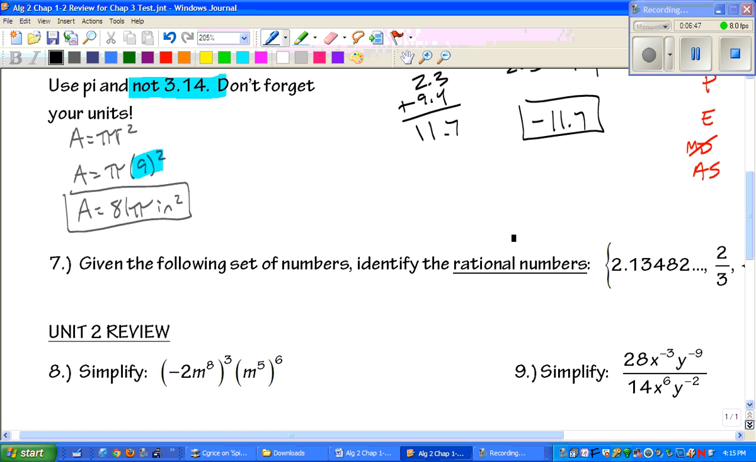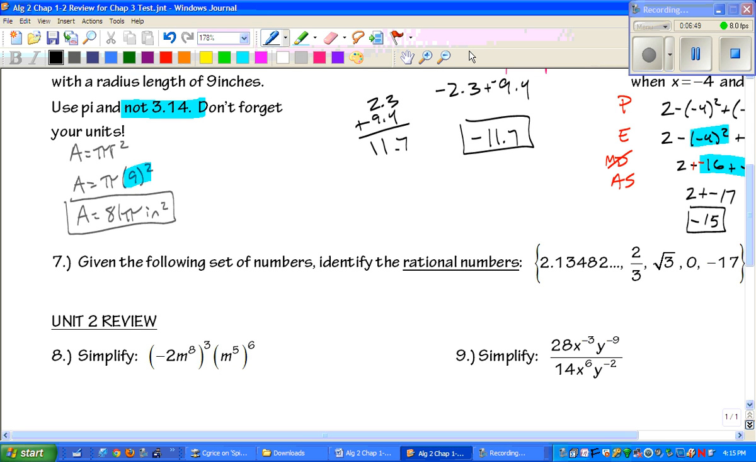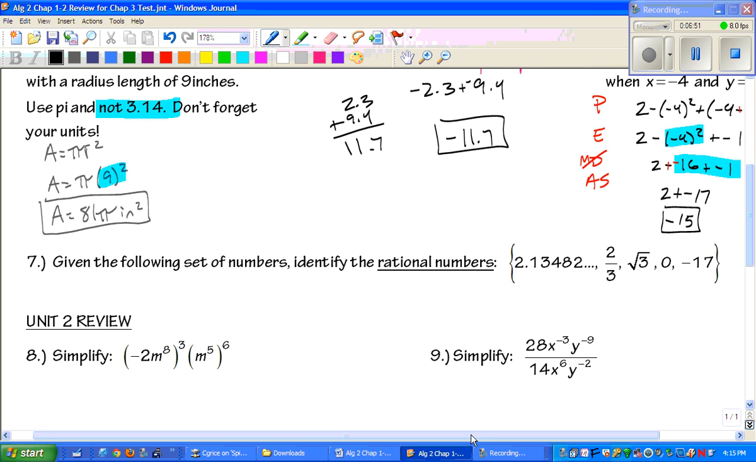Oh, this one's a long one. Let's zoom out just a little. It says, given the following set of numbers, identify the rational numbers. Now, rational numbers are anything that can be written as a fraction or an integer. Now, I know for a fact 2/3, because that's a fraction. Negative 17, because that's an integer.